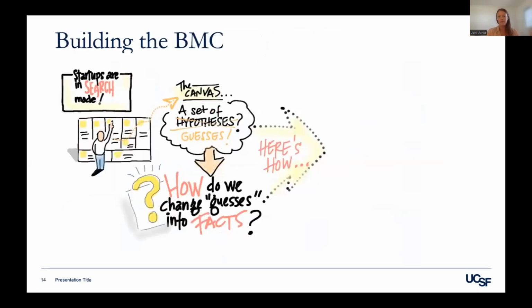But the business model canvas is really just a set of guesses. And then you need to go out and test those guesses. Once you test them, if you talk to more and more people, and you keep hearing the same thing over and over again, these hypotheses, guesses, whatever you want to call them, turn into facts and answers. So it's all about talking to a lot of different people and doing the customer discovery.